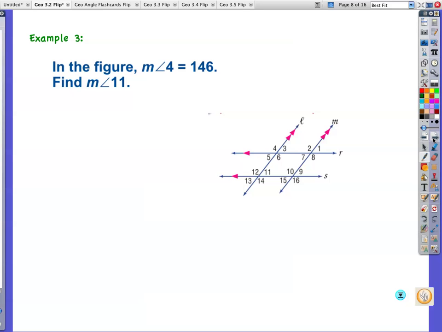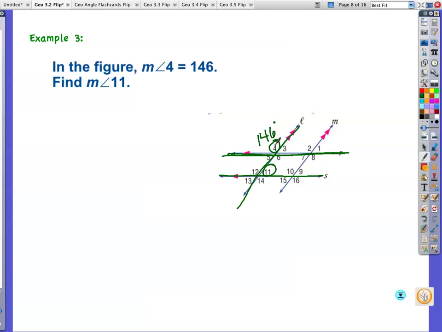Moving on to example 3. In the figure, the measure of angle 4 is 146. Then we have to find the measure of angle 11. So I'm comparing this to this angle right here. This is a transversal, and these lines are parallel, so all of my parallel rules apply. And these are actually not any kind of correlation. They're not alternate interior or alternate exterior.